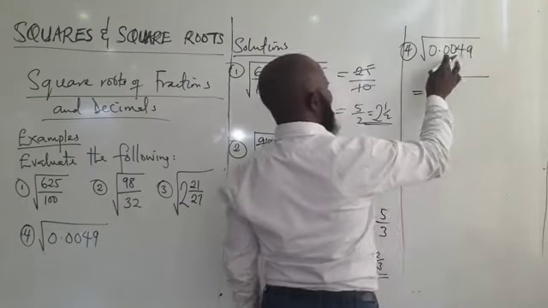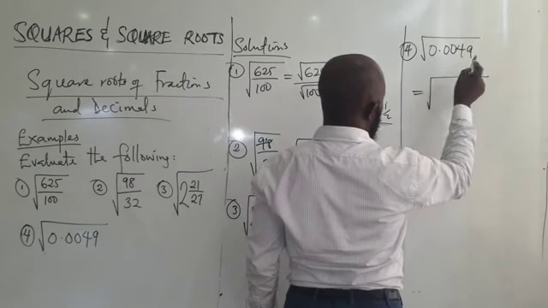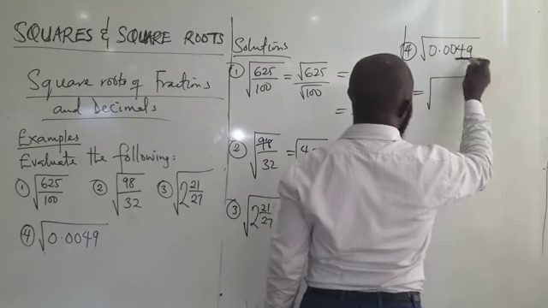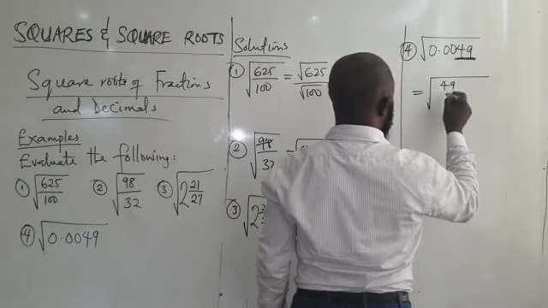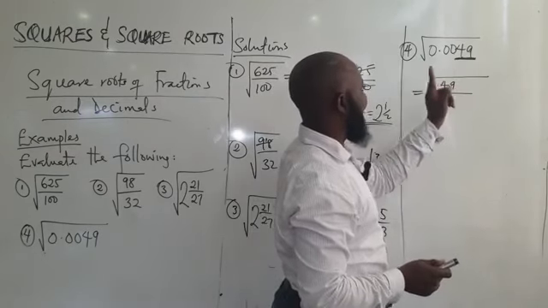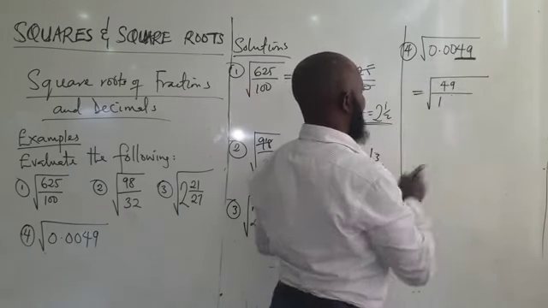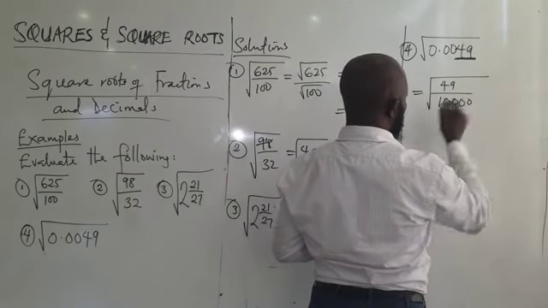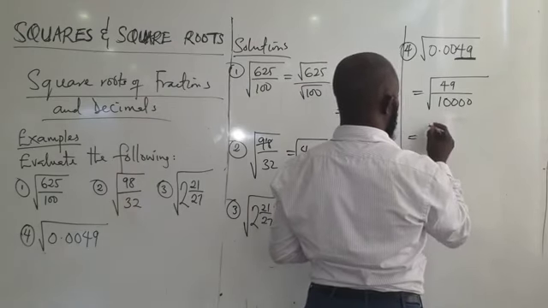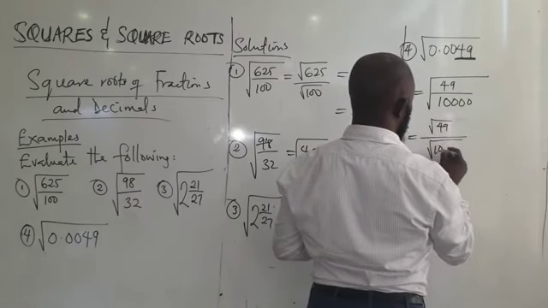When you are changing decimals to fractions, this is what you should do. This is 0, this is 0, this is 0, this is 49. Just pick the significant digits there, which is 49. That is 49 divided by 1. So you now go back. How many digits do you have after the decimal point? That's 1, 2, 3, 4. So you add 4 zeros here. In that case, you're going to have the square root of 49 divided by the square root of what? 10,000.